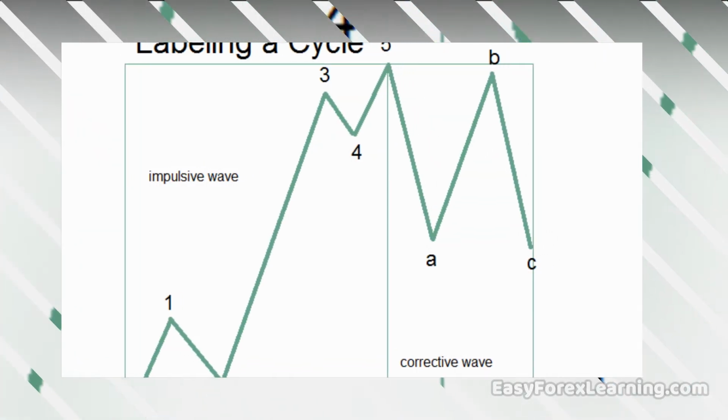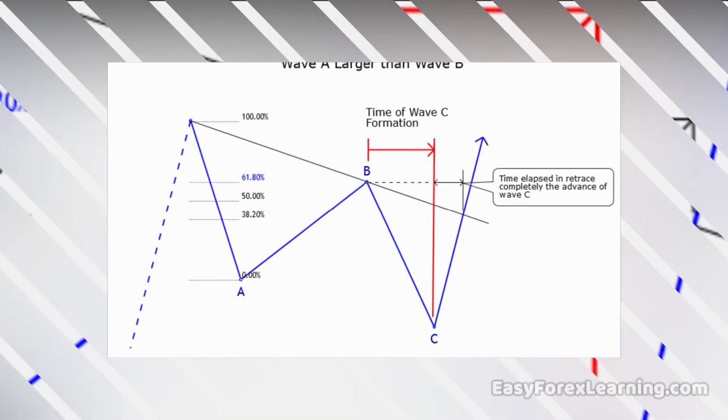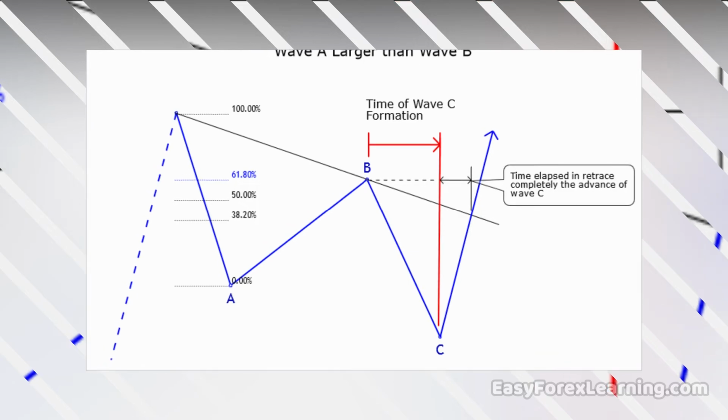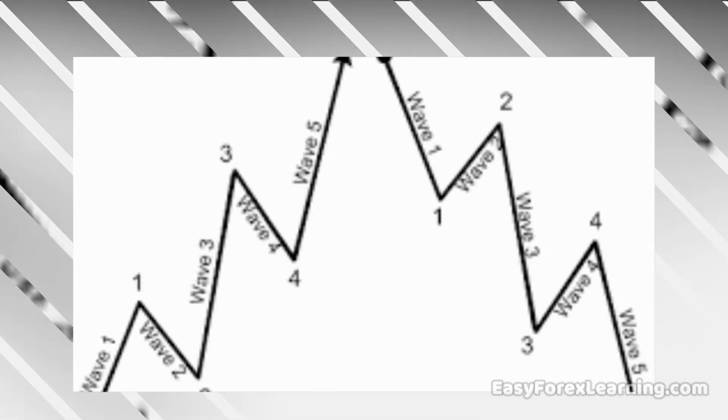Elliott wave trading guidelines. Then, there are guidelines that help you correctly label waves. Unlike the 3 cardinal rules, these guidelines can be broken. Here they are. Sometimes, wave 5 does not move beyond the end of wave 3.